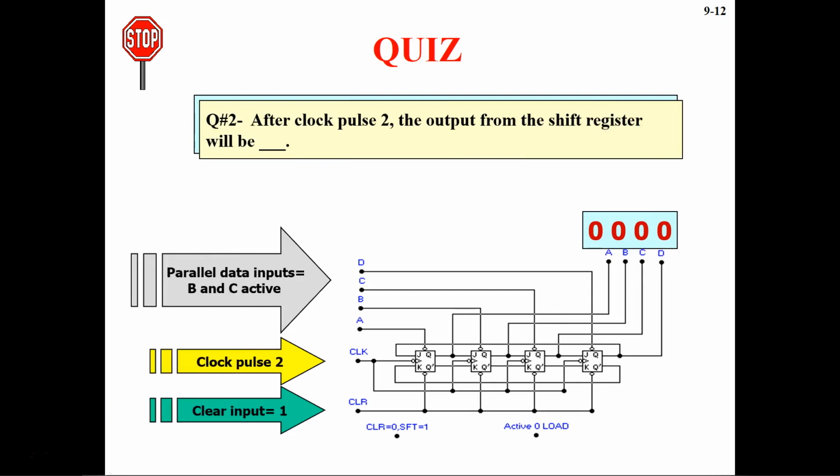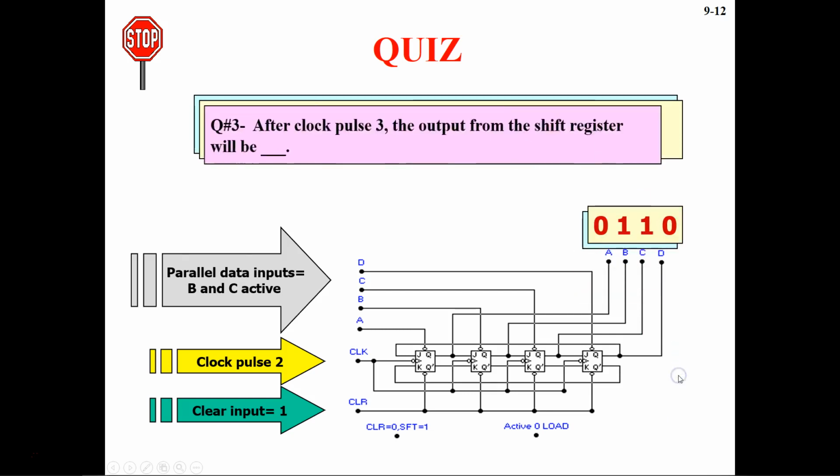After clock pulse 2, the output from the shift register will be, so now here the clear input is 1, the clock pulse is 2, and B and C are activated. So B and C are activated. In that case, you will directly get B and C as 1 over here. So that's why you got 0 1 1 0.